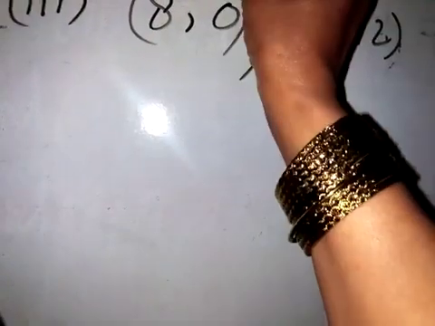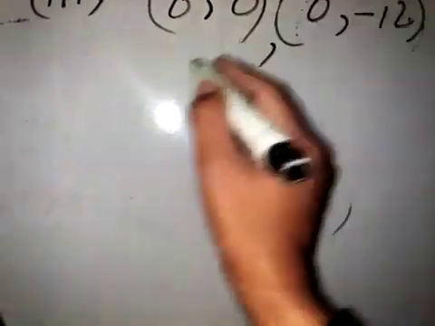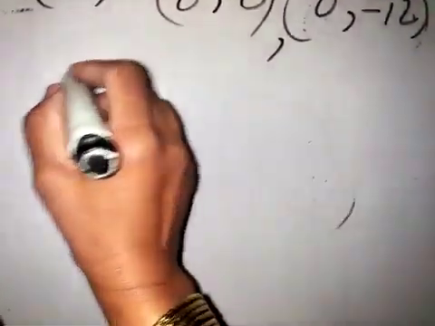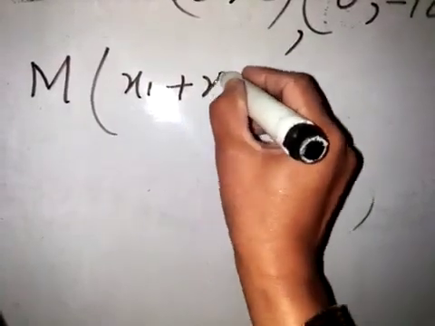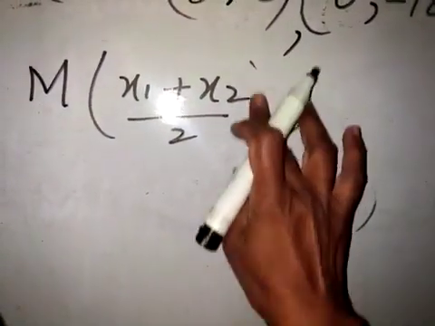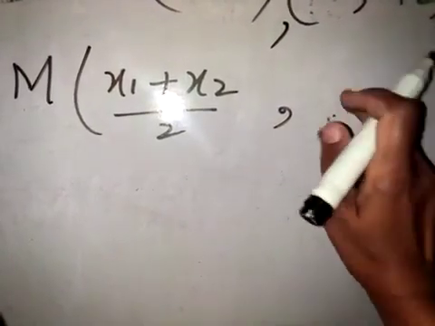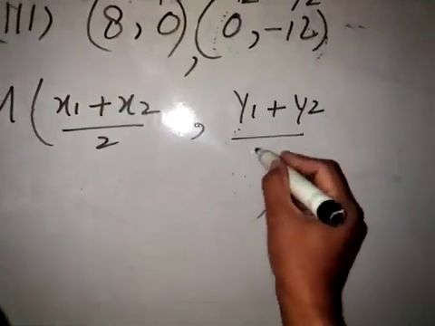This is X1, Y1, this is X2 and Y2. Now applying the midpoint formula, which is (X1 plus X2) divided by 2, comma, (Y1 plus Y2) divided by 2.